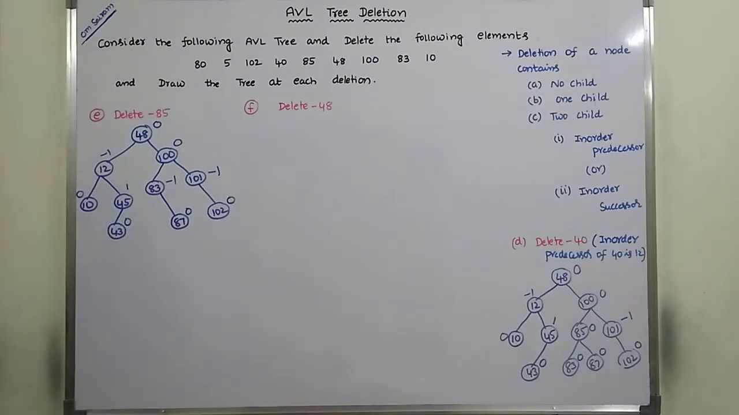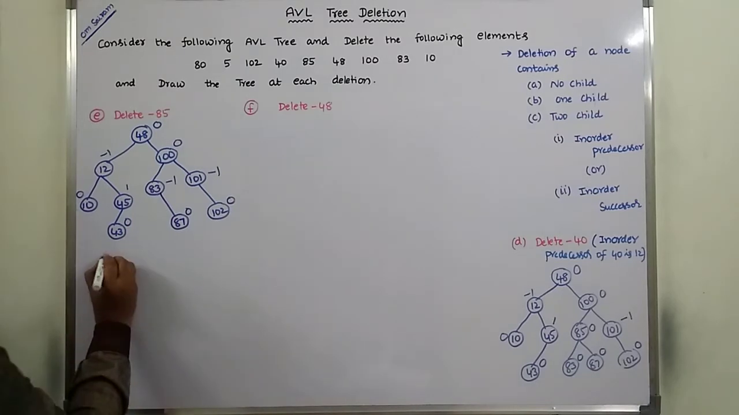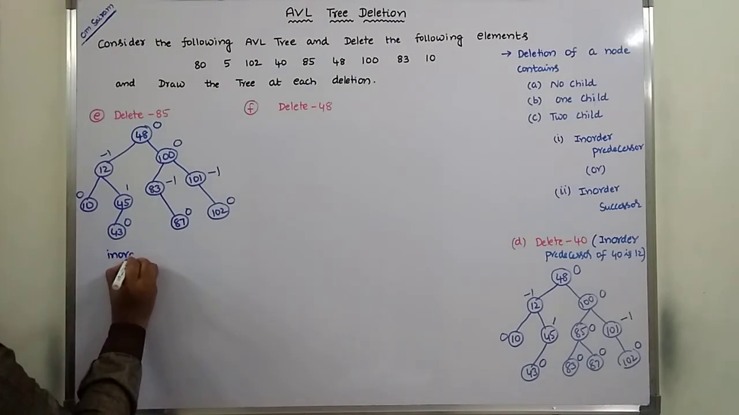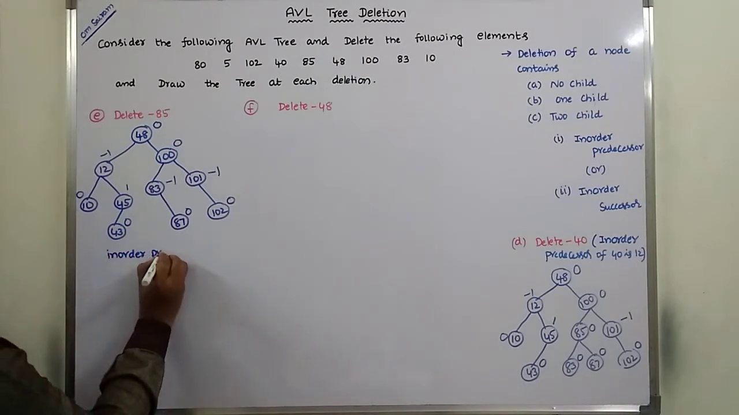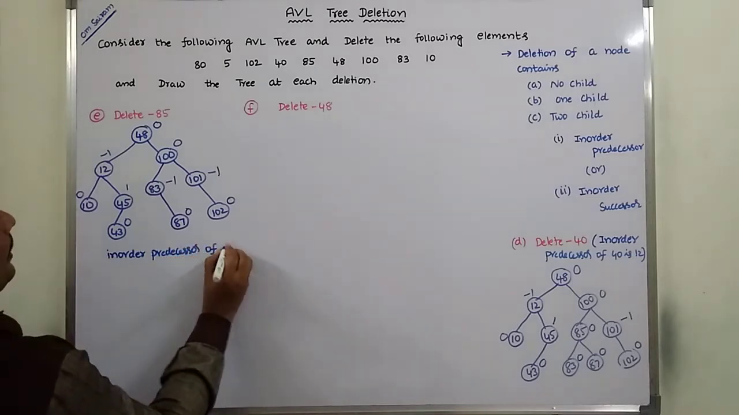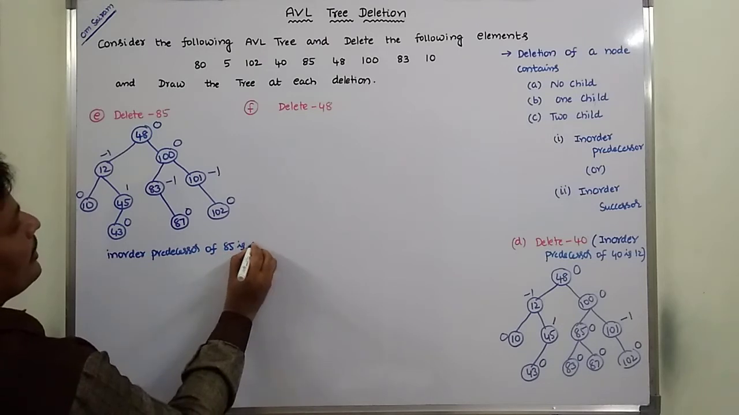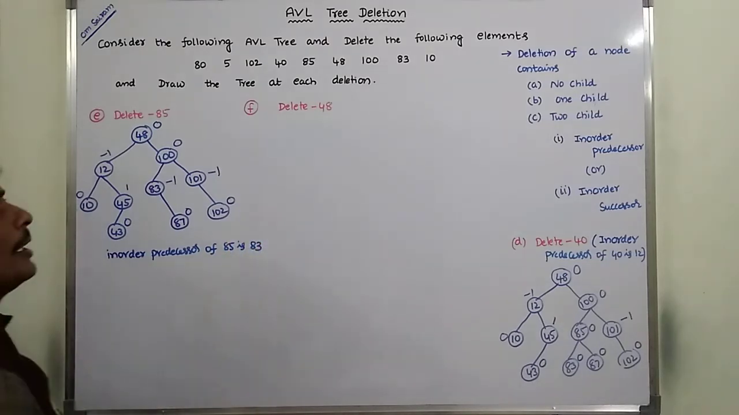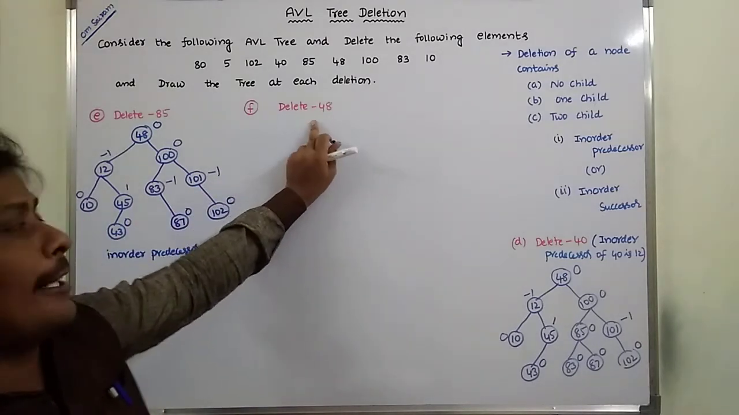Delete 48. Okay, so here the in-order predecessor of 85 is 83. Okay. Next, go to delete 48.